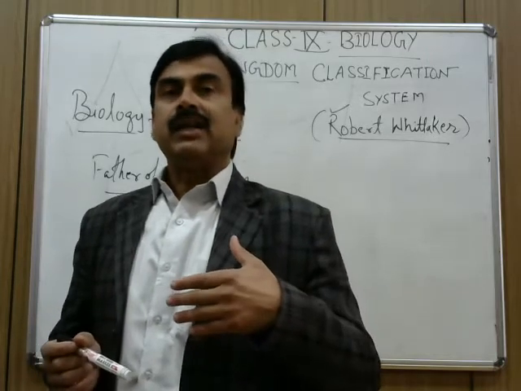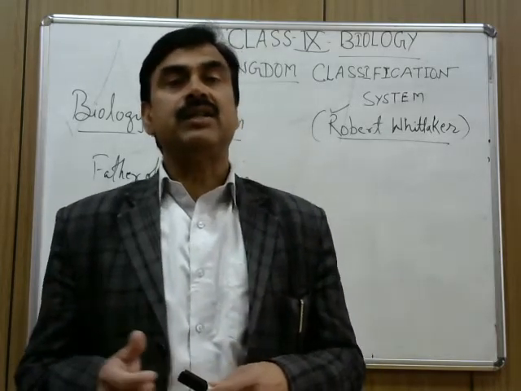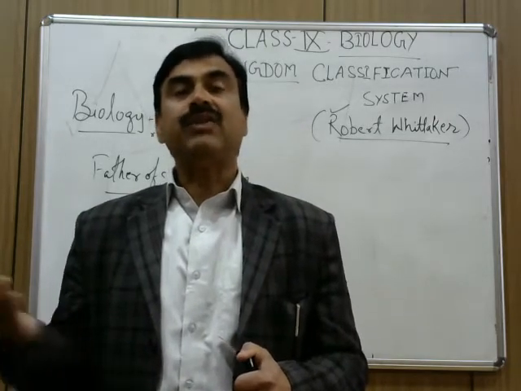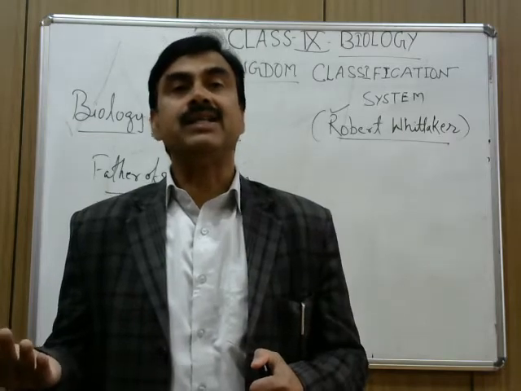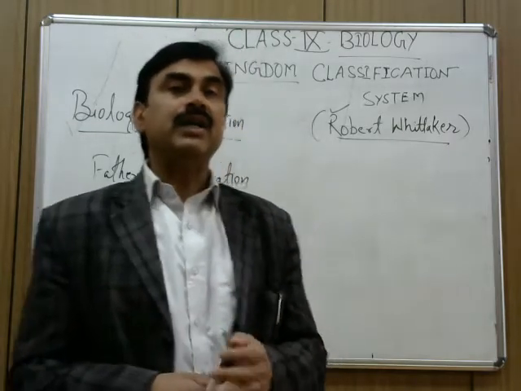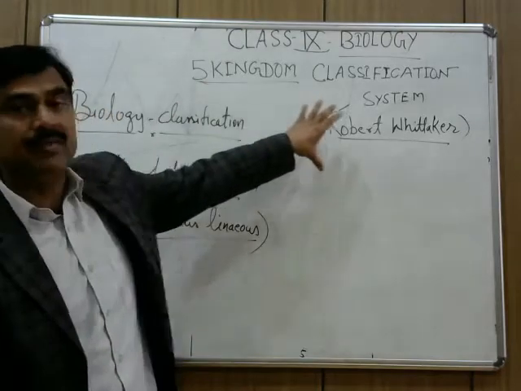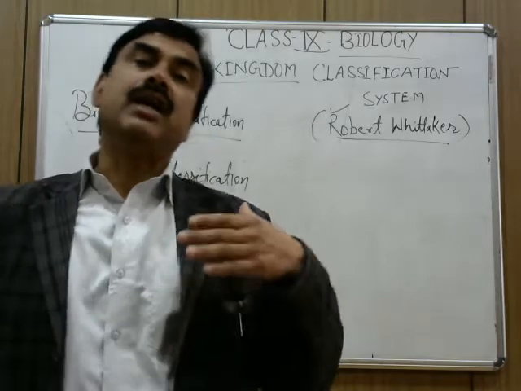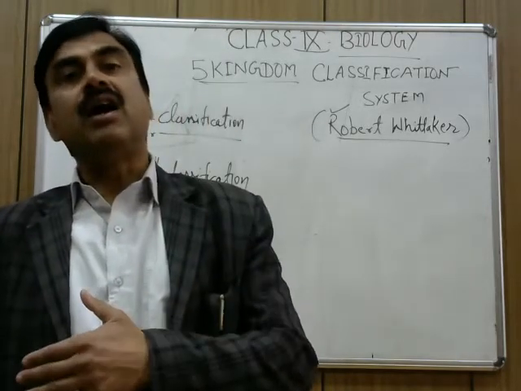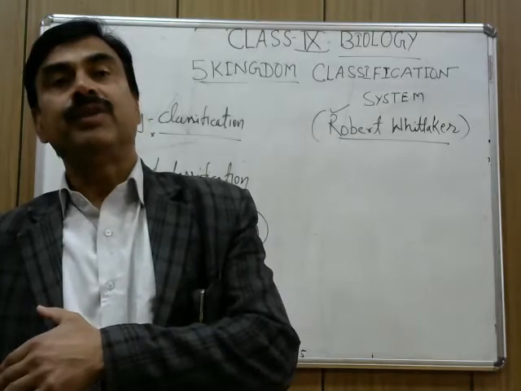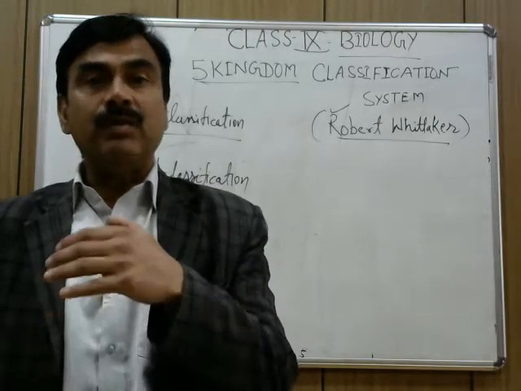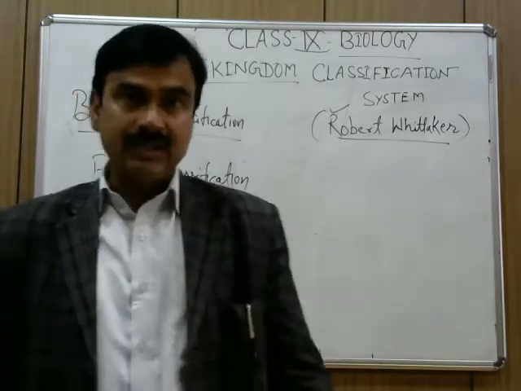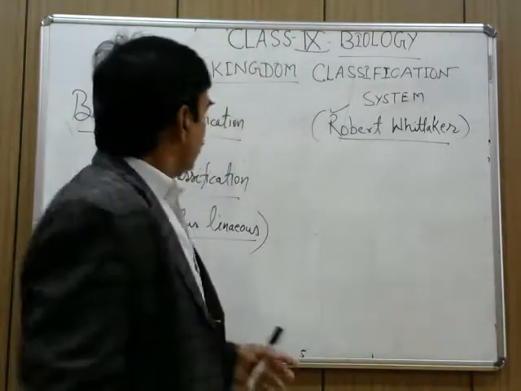Like in some other classification systems, there are scientists like Lamarck and Darwin who classified organisms into different groups and categories on some basis. But here the scientist Robert Whittaker has given the 5 kingdom classification, meaning entire plants and animals are grouped into 5 kingdoms. In the 5 kingdoms, all plants and animals are categorized very well.